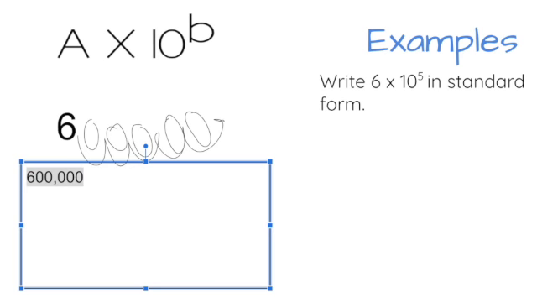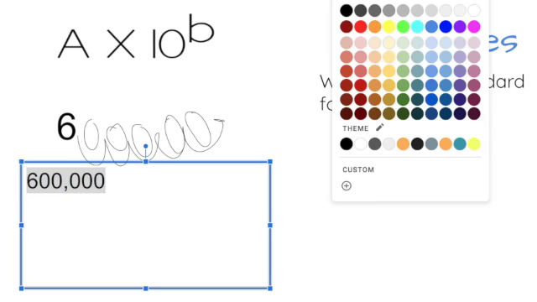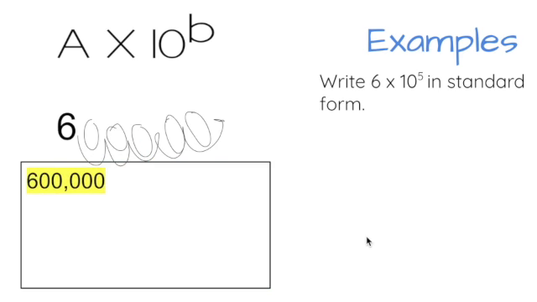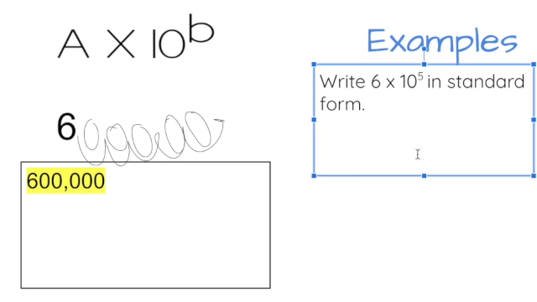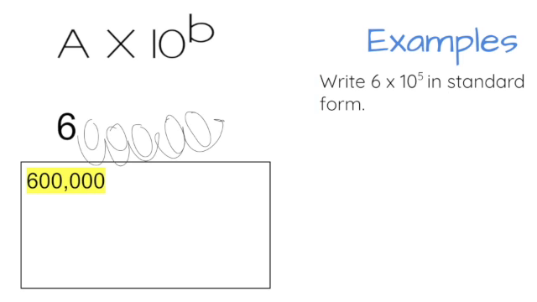We'll make it a little larger for you. And we'll highlight it in yellow so you can see it nice and clear. Again, we can double check this by putting it back into scientific notation. If we were to put this back into scientific notation, we'd bounce 1, 2, 3, 4, 5. You'd have 5 as an exponent, which is what we have, so we are good to go.